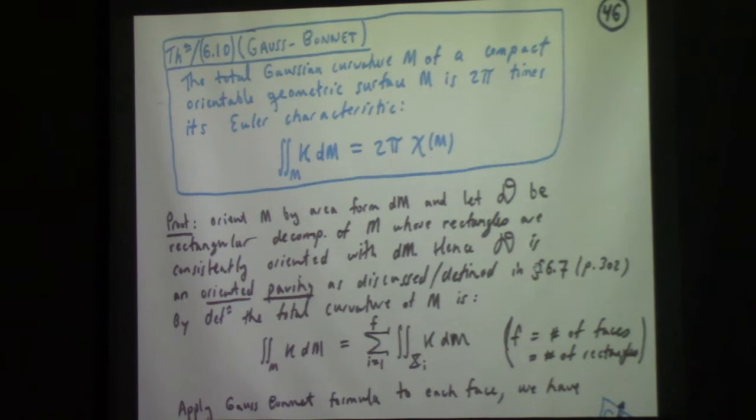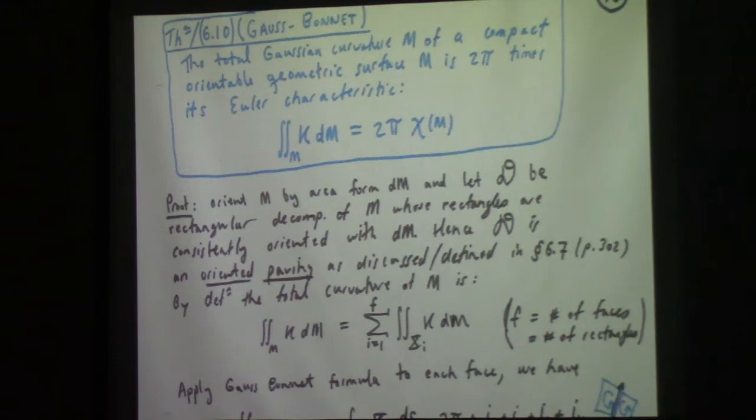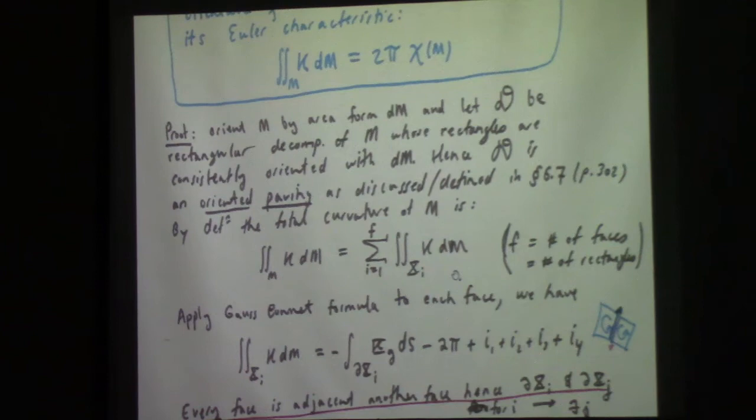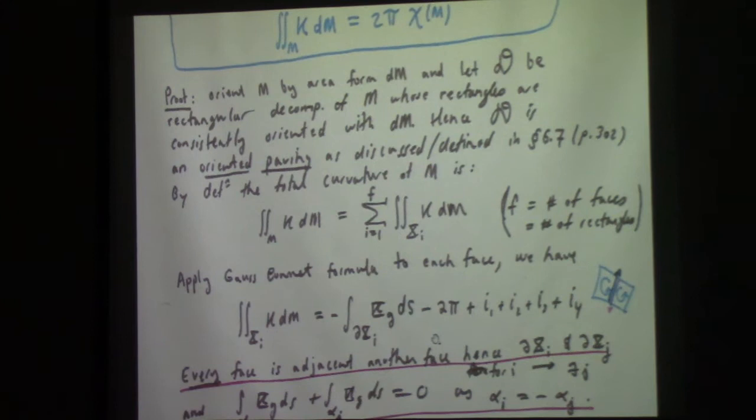But let's look at the proof of this. So we orient M by a volume form dM. We pick a rectangular decomposition. The rectangles are consistently oriented. So that's a quote-unquote oriented paving. Then to get the total curvature, we integrate the Gaussian curvature over each two-segment. We apply the Gauss-Bonnet formula to each face of each two-segment. And so for each two-segment, we get the integral over the boundary of the geodesic curvature, minus 2 pi, plus the sum of the interior angles.